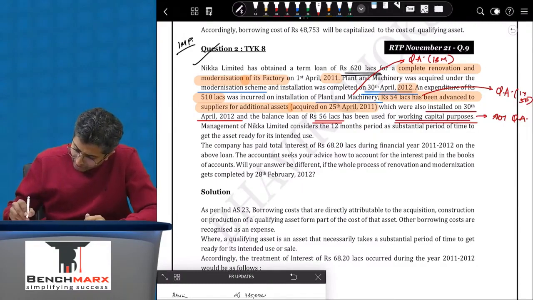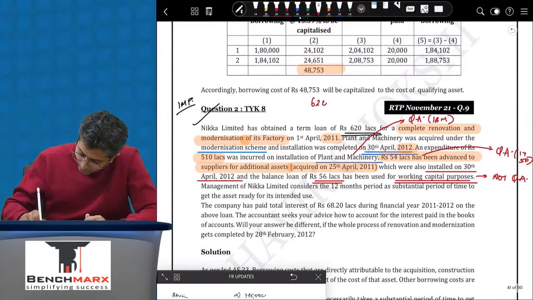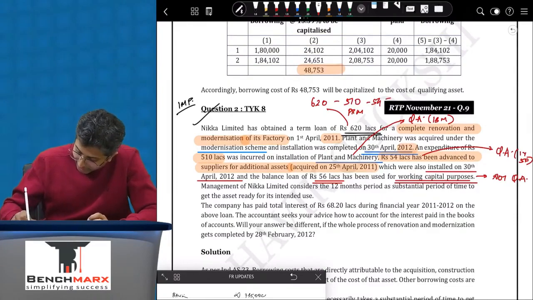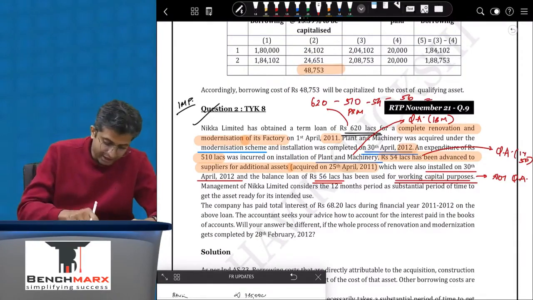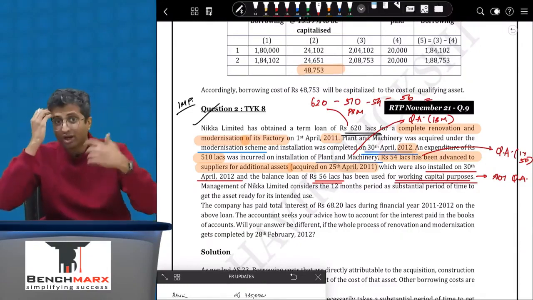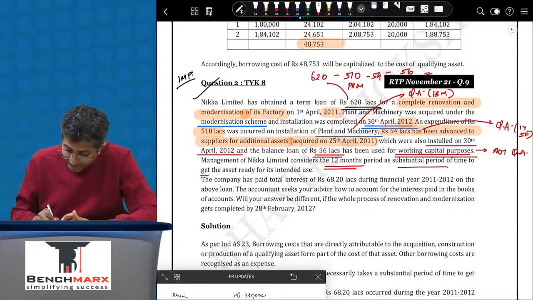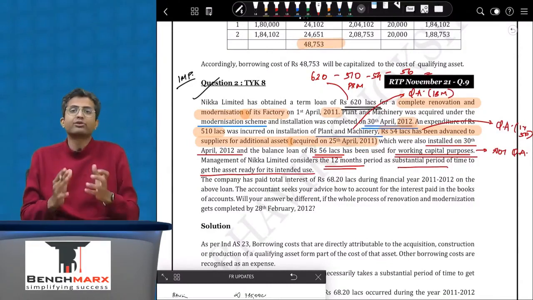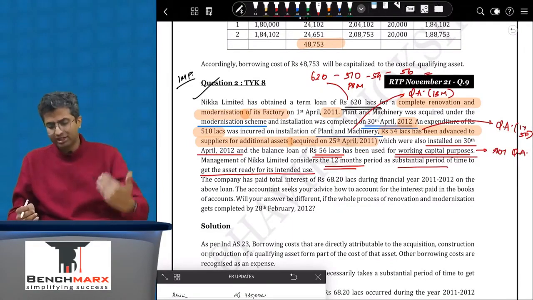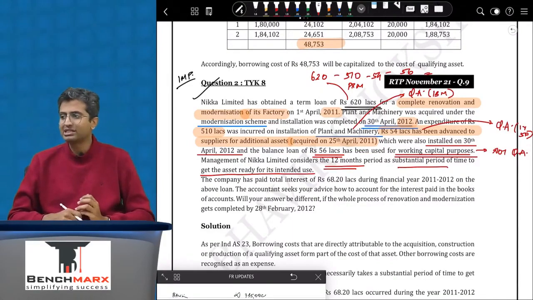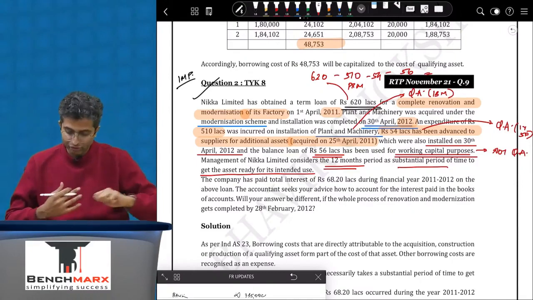Okay, so is the funds fully utilized? Well, let us see. 620 was the amount of term loan, out of which 510 was used for the plant and machinery. 54 was advanced to the suppliers for additional assets, and 56 for working capital. So if I take 620 minus 510 minus 54 minus 56, perfect. So there is no other end use for this loan. Management of ICAI considers the 12-month period as a substantial period of time to get the asset in the ready to use condition. Well, 12 months is not mandatory. However, if nothing is done, we can take 12, and here the question specifically tells you that 12 months is the time period which is considered to be a substantial time period.